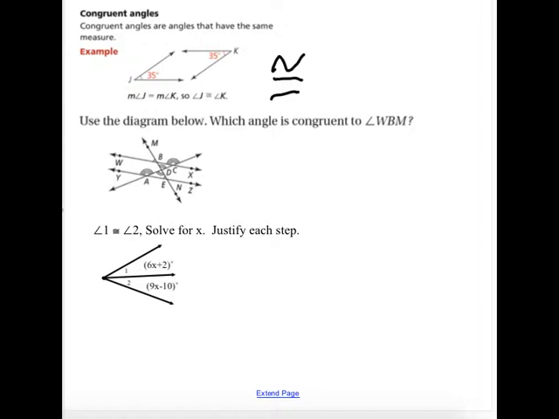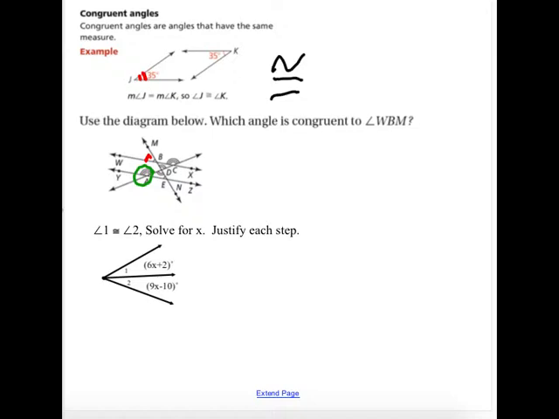It says, use the diagram below to determine which angle is congruent to angle WBM. So here is angle WBM. You'll notice, I'm going to erase it quick now that we've marked it, that it has a little line on it, kind of like the little red arc up top. So it only has one of them. You'll notice that this one right here has a couple of them. So we're looking for one that's marked with only one arc.